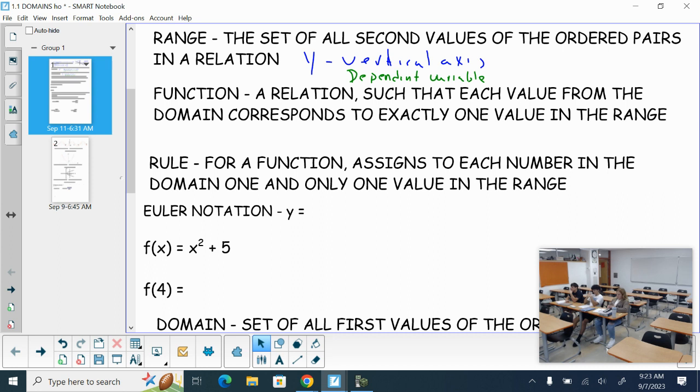Well, we have Euler notation when we're dealing with functions. How can we signify Euler notation in terms of function? Well, we're Americans. Okay, we look at that and we say that's Euler. But if you're a German, okay, that's going to be Euler. That's going to be Euler.